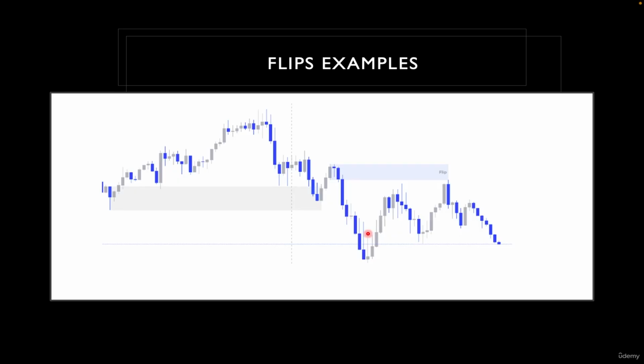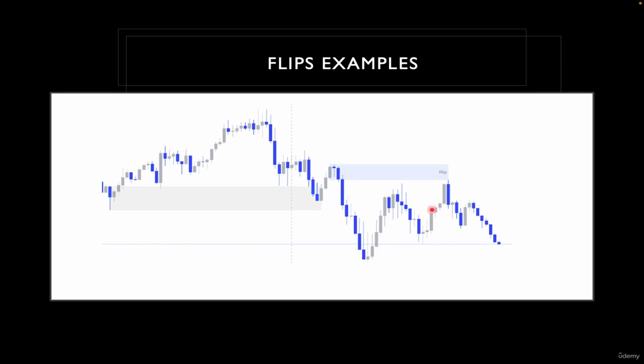Let's have a look at a few flips. So flips, again, are areas where we've had an interaction with buyers and sellers, and either buyers or sellers have taken control. So this order block here is a demand level. We get one reaction there. We get a couple more reactions here. And then at this point here is when sellers took control and broke this demand level.